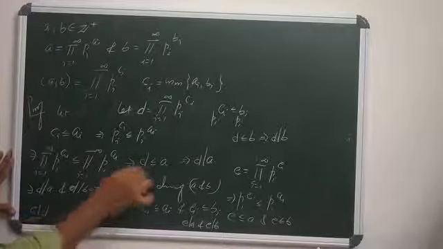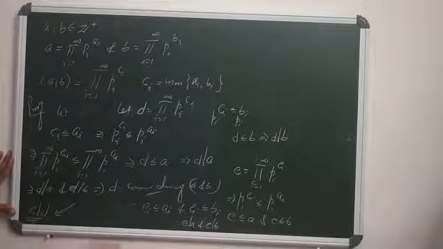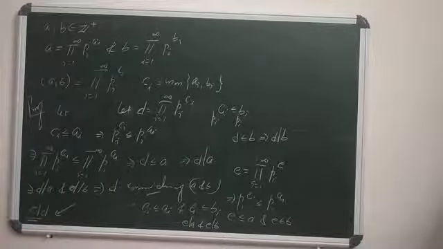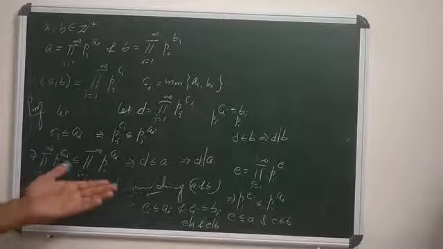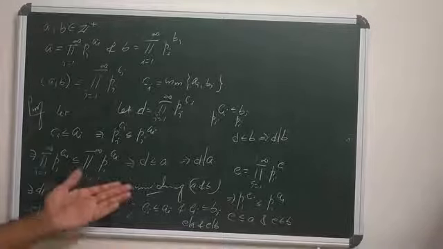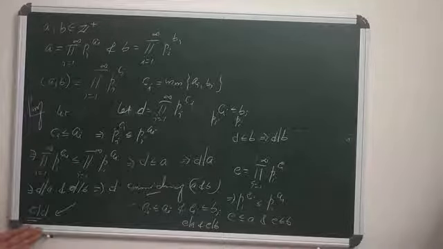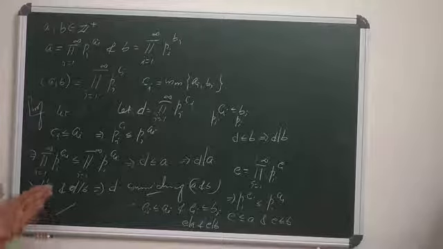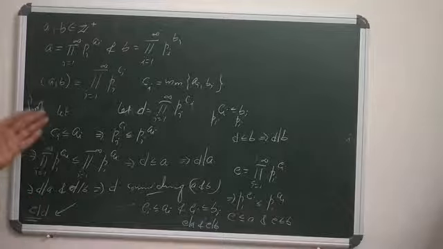So this common divisor D is nothing but a greatest common divisor. Why? Because D is a common divisor of A and B. If we choose another common divisor E, then we say that this E divides this D. Therefore, D is the greatest common divisor. So this is our proof.